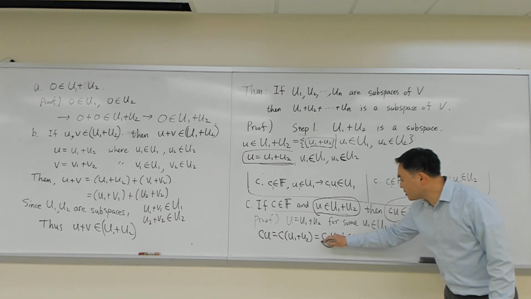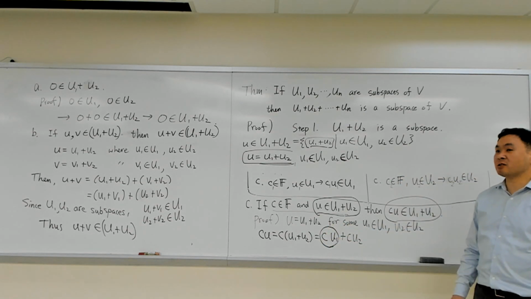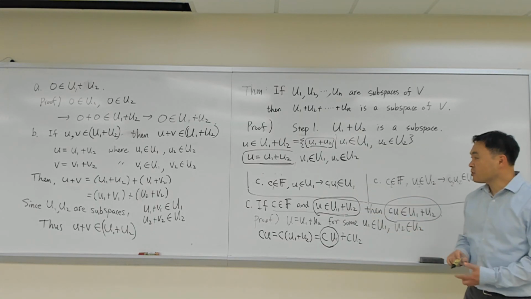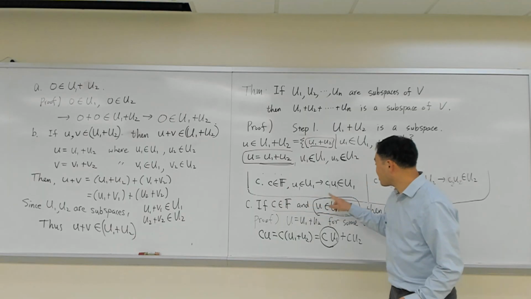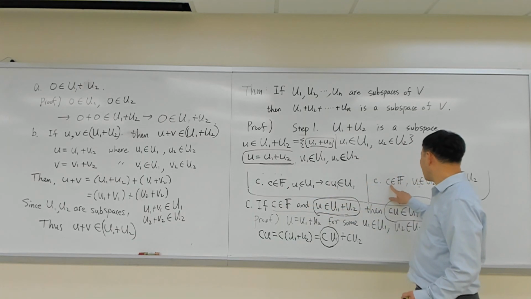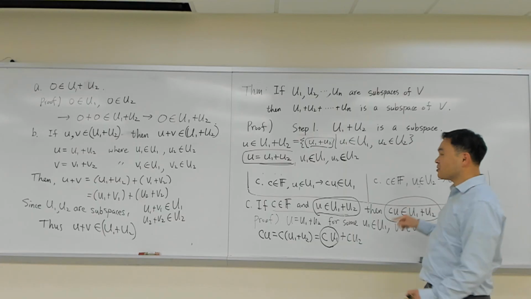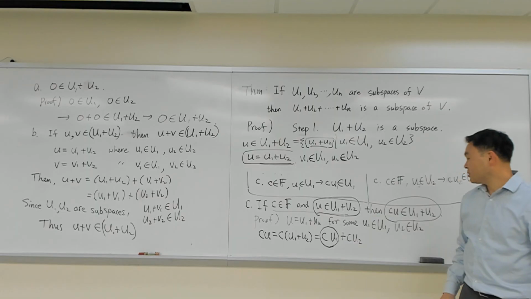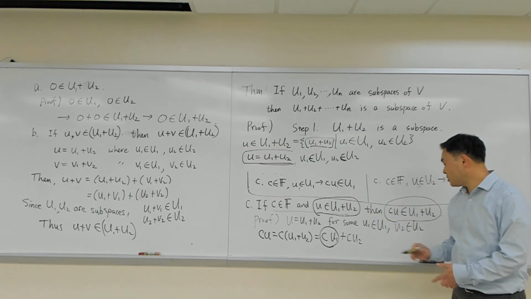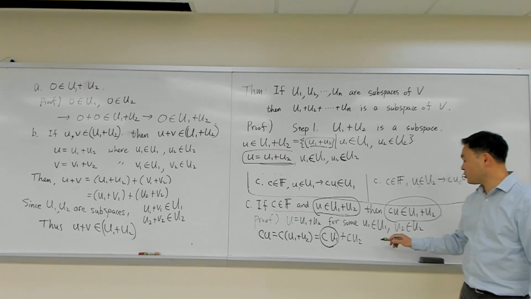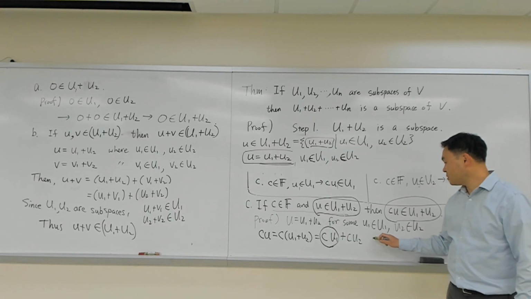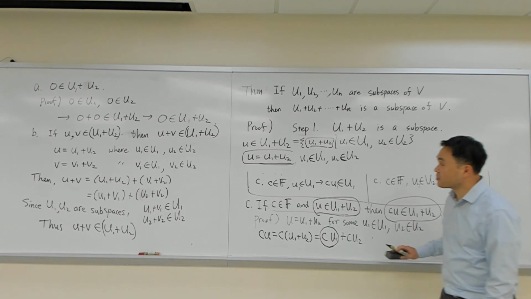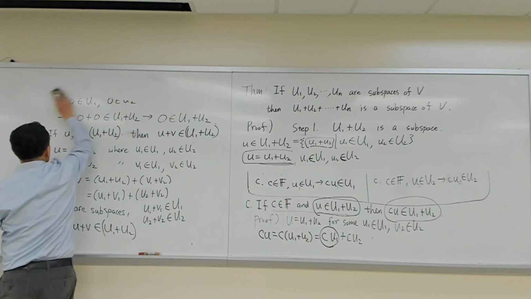Now, c times u1 belongs to U1, because that's what it says, right? Yeah. So in fact, I realized that you don't really have to distinguish the c's. We can let the two c's be the same. So we know that cu1 is in U1, and cu2 is also in U2. So we can say that, let's say it over here. Save it here.